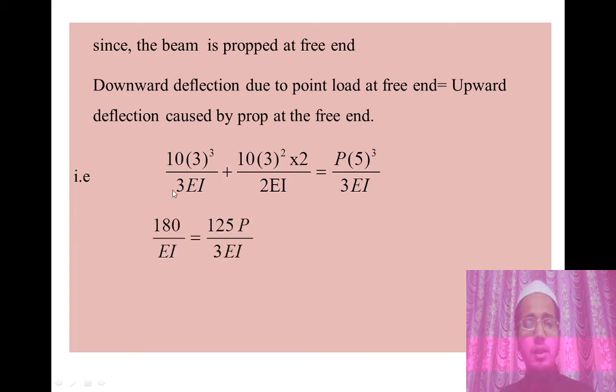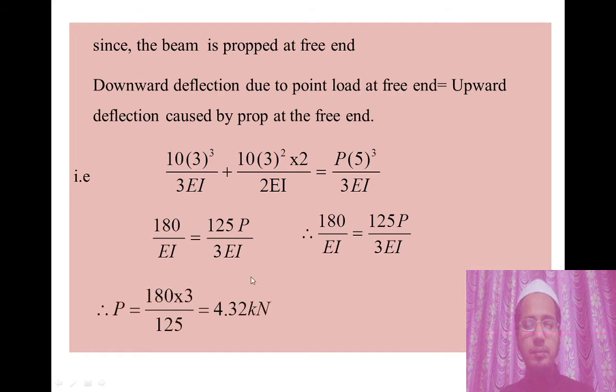Okay, we will get 180 by EI equals 125 P divided by 3 EI. Now this EI gets cancelled. We will get P, and the magnitude of P will become 4.32 kN. Everyone got this answer? Note it down fast.